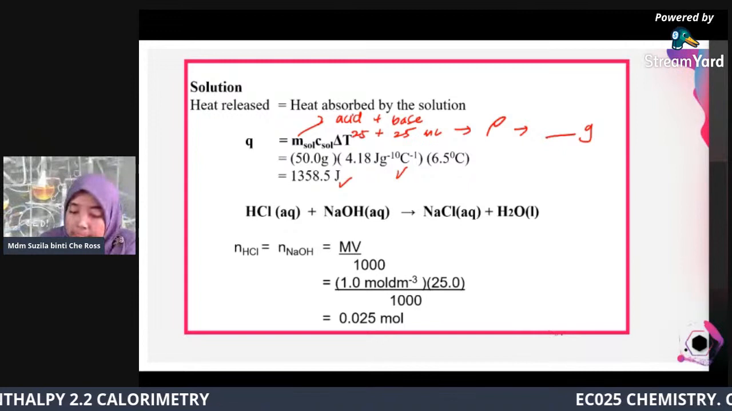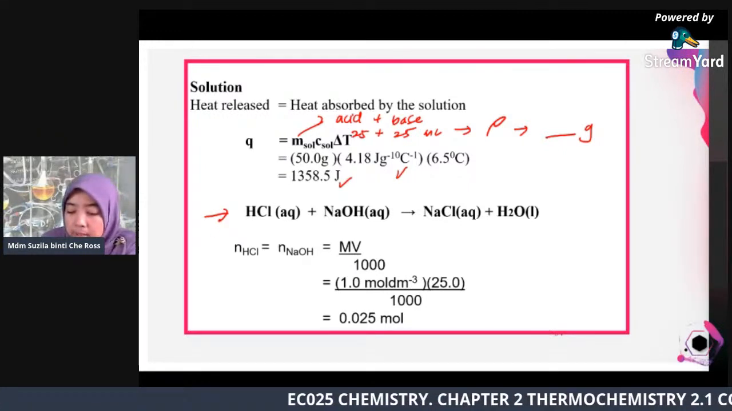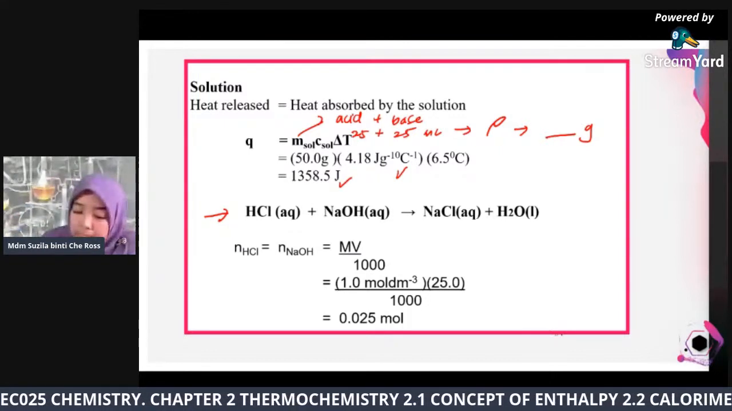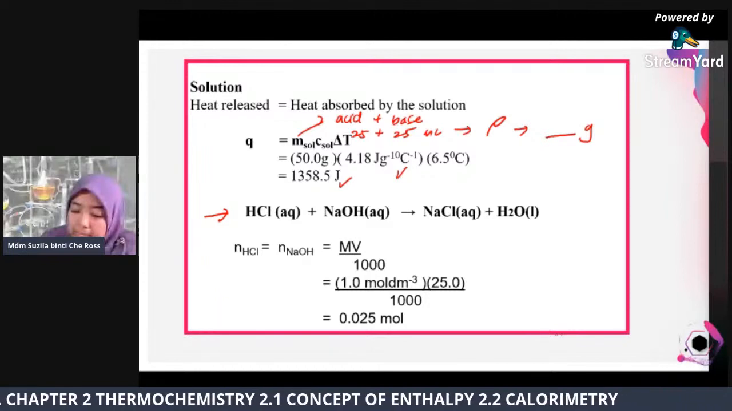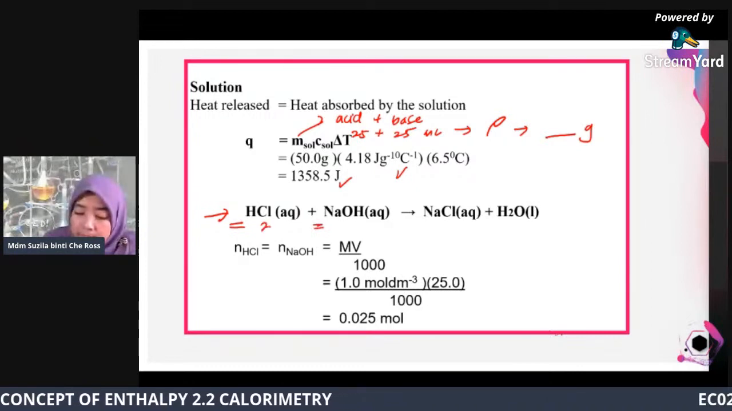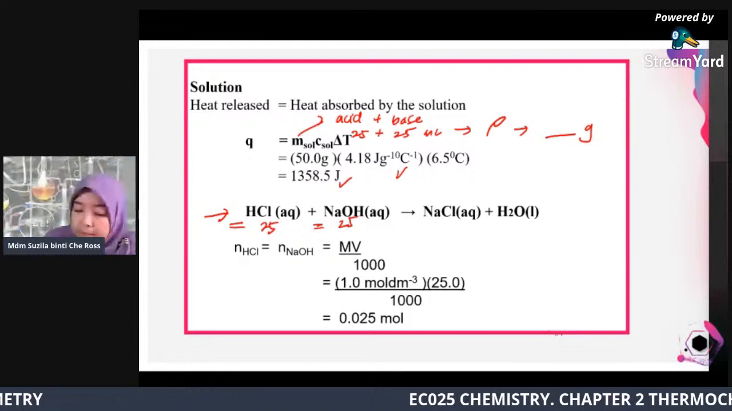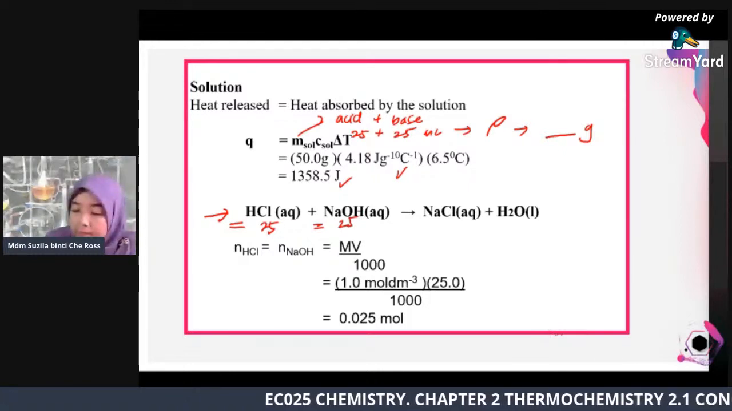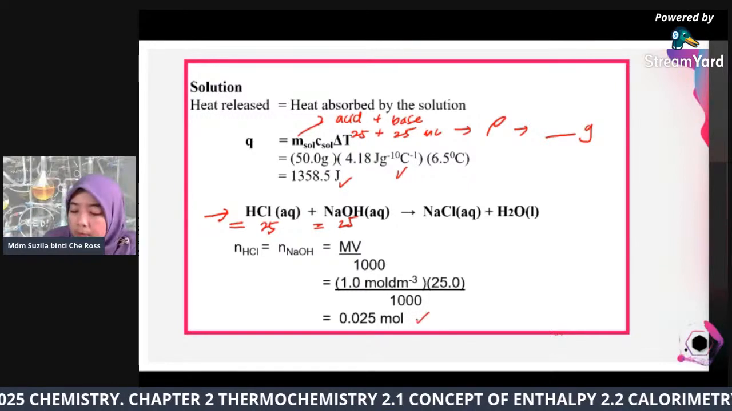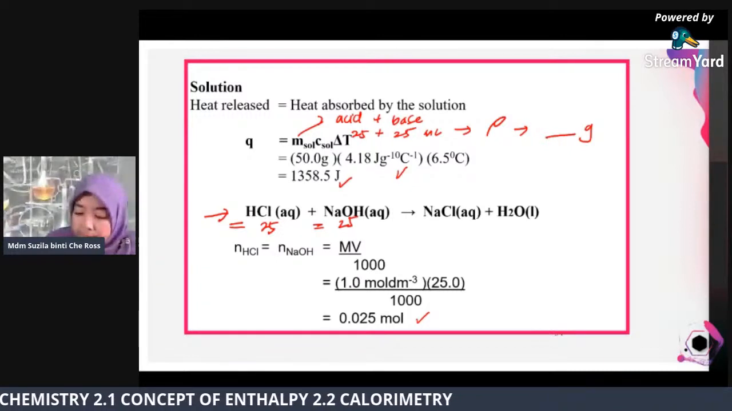So from the reaction we need to write down the equation involved, and then from the equation we need to find the number of mole HCl. For this case, the number of mole HCl is equal to the number of mole NaOH, since the volume used and molarity are the same, and from the stoichiometry we can conclude that the number of mole HCl, NaOH, equals 0.025.